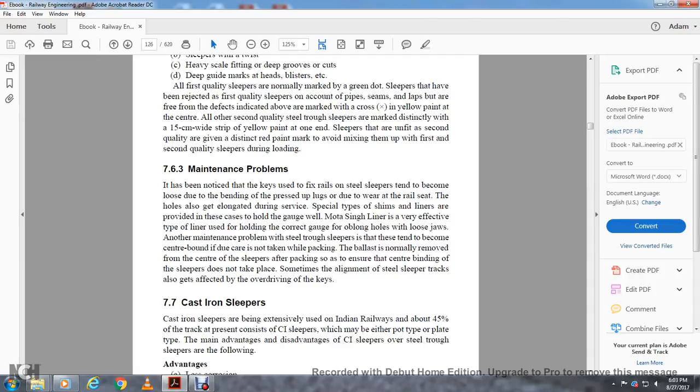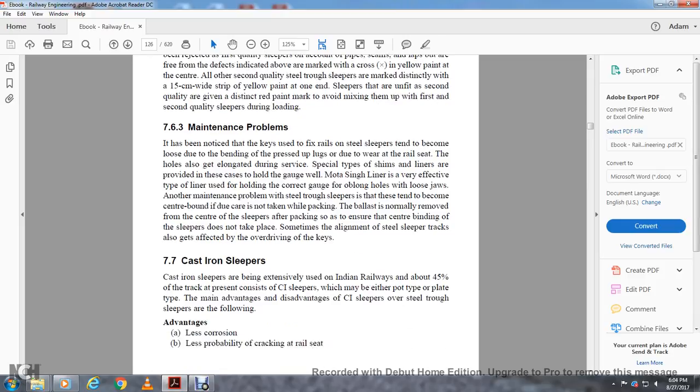7.7 Cast iron sleeper. The cast iron sleeper is being extensively used by the Indian Railways. About 45% of the track uses cast iron sleepers, which may either be pot type or plate type. The main advantages and disadvantages of the cast iron sleeper over the steel trough sleeper are as follows.